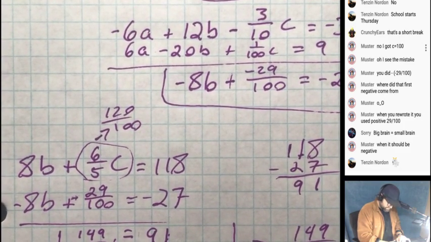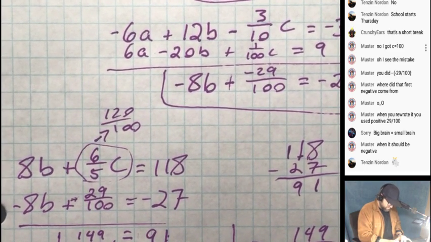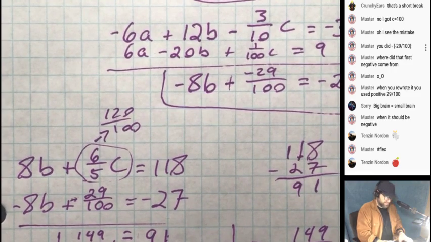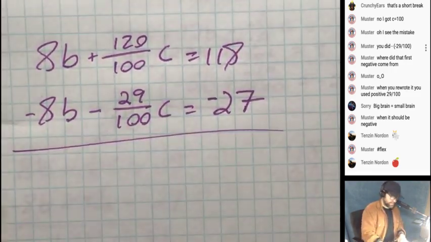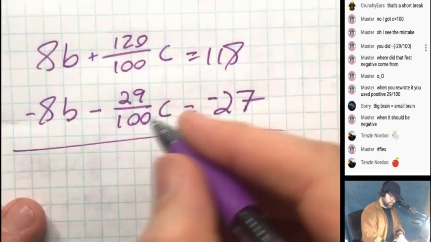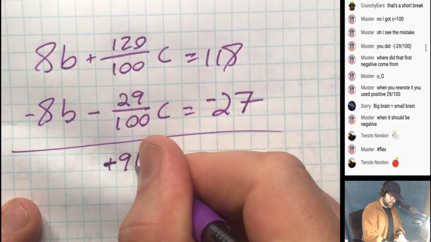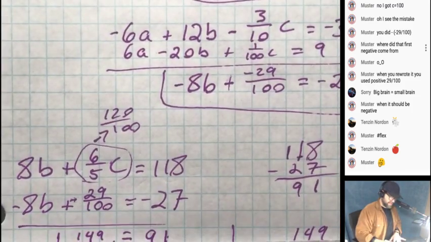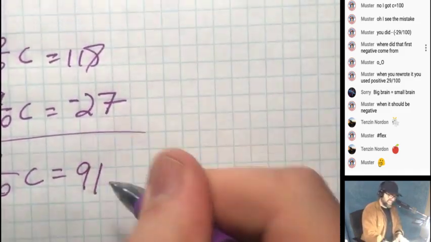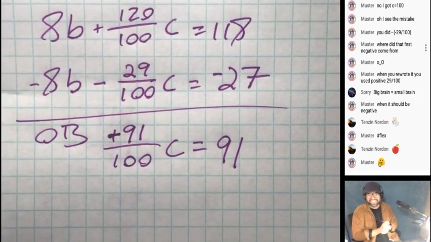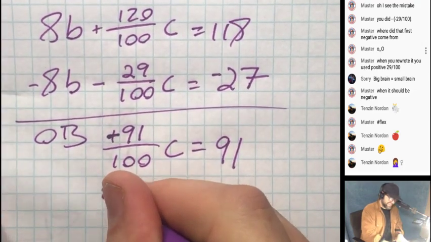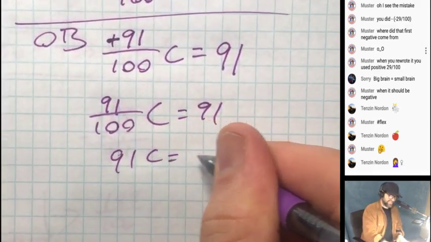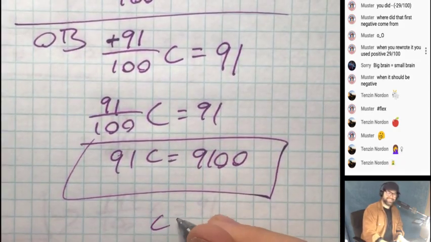Okay, so, and then we have, all right, let's add. So then it'd be positive, so it'd be 0b plus positive 91 over 100c equals that 91 number. Yes! That's so good. So then we get that 91 over 100 C equals 91. We can multiply both sides by 100. 91C equals 9100. C equals 100.